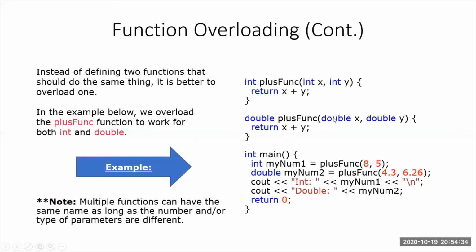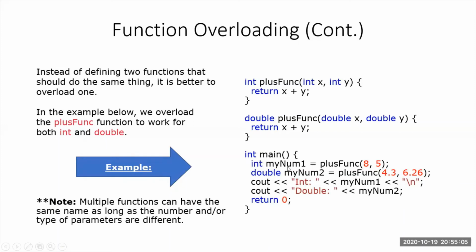Now if the user passes in the main, let's say, 5.2 and 3.1, then your main function will automatically know that I want to use the second plus function. I don't want to use the integer plus function. And this is the benefit of function overloading: your program automatically knows what function you want to use depending on whatever the user enters as their inputs.